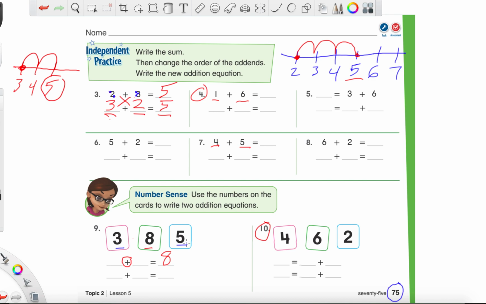If you're not in my class, and you're watching this, make sure you talk to your teacher to see what he or she would like you to do next. Maybe they want you to do the independent work. Maybe they have something different planned out. Make sure you check in with your teacher.